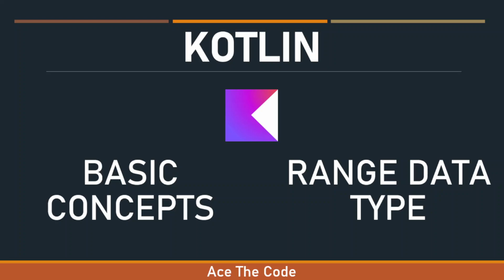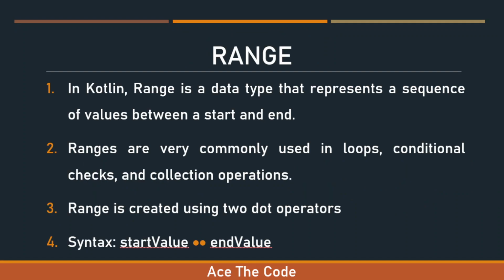In this video, we are going to discuss the range data type in Kotlin. In Kotlin, range is a data type that represents a sequence of values between a start and end value. Ranges are very commonly used in loops, conditional checks, and collection operations. How exactly? We are going to discuss it practically.